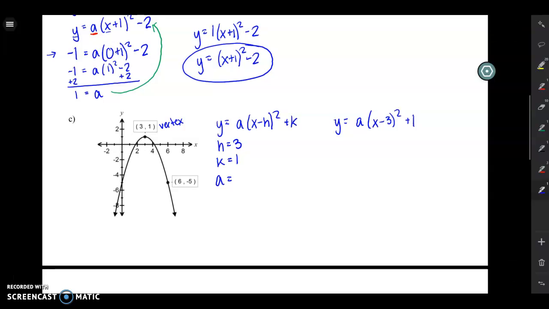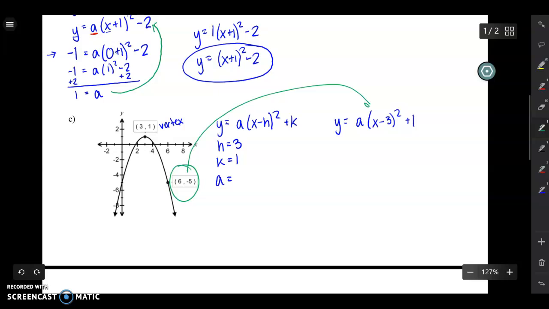Then I'm going to see what I can do with this equation to figure out what a is. I'm going to take this point that I have, (6, -5), and plug it in for the x and y values here. So the y is -5 and the x is 6. Now I'm down to one equation with one variable, so I can just work through simplifying this. 6 minus 3 is 3, squared in those parentheses. So -5 = 9a + 1.